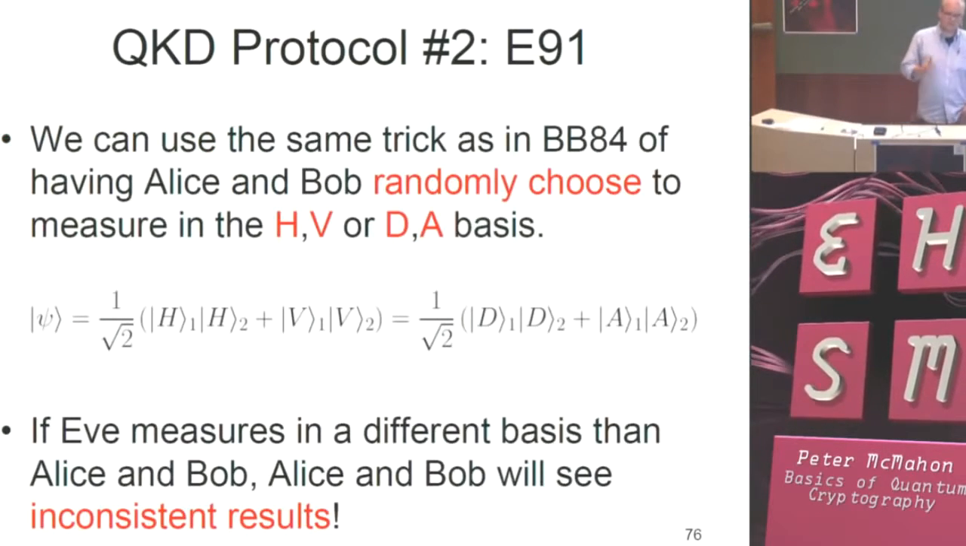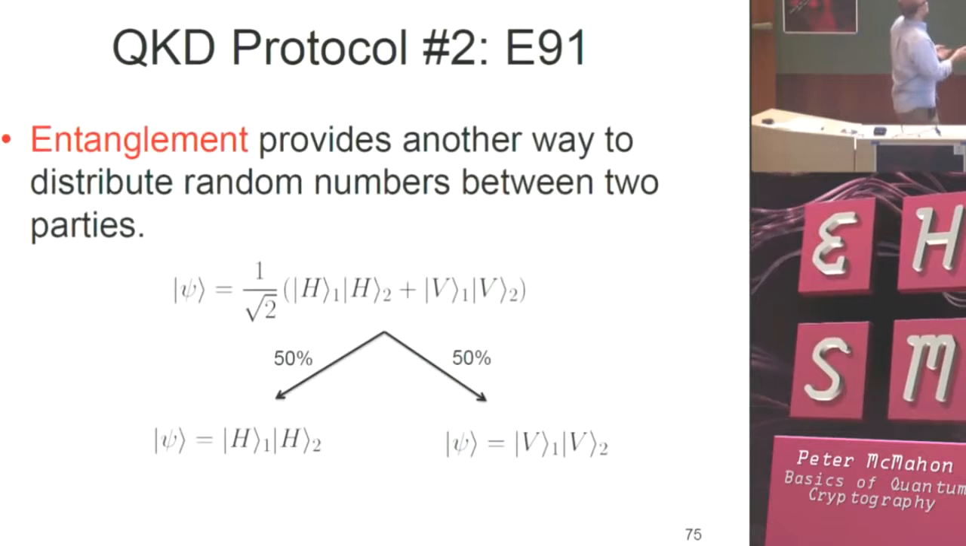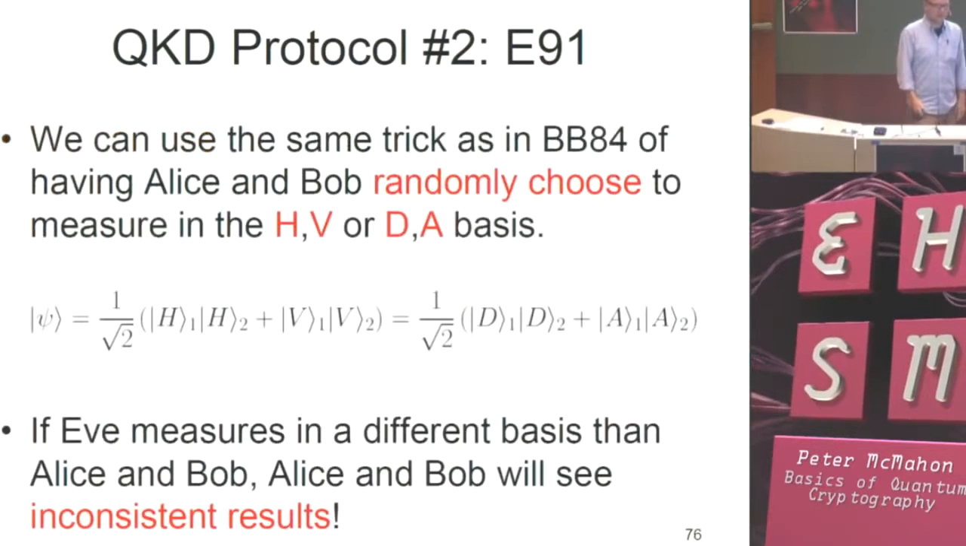So we can try to use the same trick again as BB84, where Alice and Bob randomly choose bases, and they measure either in the H and V basis or the D and A basis, and they will then get correlated answers, because if one of these photons goes to Alice and the other one goes to Bob, you'll see that every time you produce this state and then Alice and Bob measure, they either both get H or they both get V. So now the random number that gets produced is correlated, it's connected between these two locations.